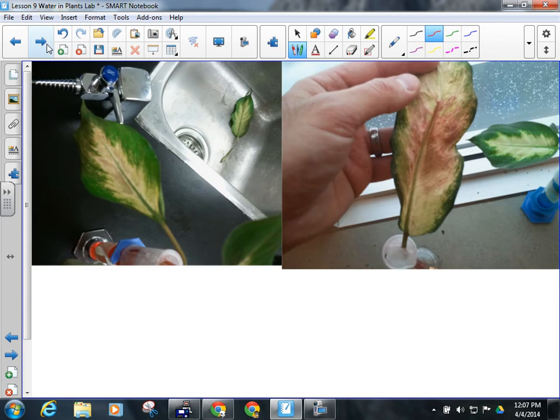You can see here a before and after shot of what happens in this lab. This one has a lot of food coloring that has moved into it. This one here is the start of it, and it's not very green. Here's the start of it too. Again, not very green to start with.